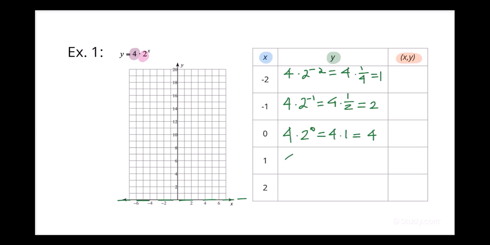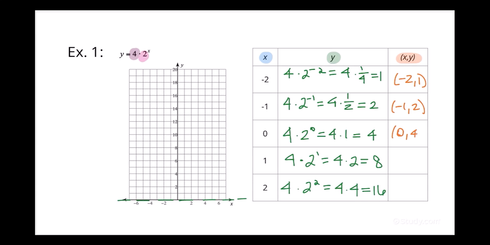If we plug in 1, we have 4 times 2 to the first power, which is 4 times 2, which is 8. And if we plug in 2, we have 4 times 2 squared, which is 4 times 4, which is 16. To create our ordered pairs, we have the ordered pair negative 2, 1. We have negative 1, 2. We have 0, 4. We have 1, 8. And we have 2, 16.